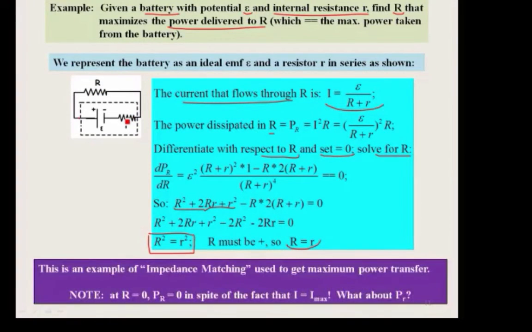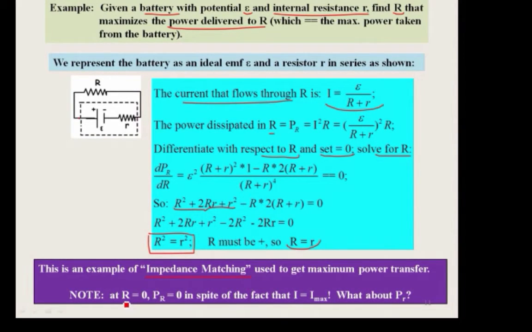That happens a lot, and it's an example of what is called impedance matching, and it's used to get the maximum power transfer in a number of systems. This will include, by the way, alternating current systems that involve capacitance and inductance.